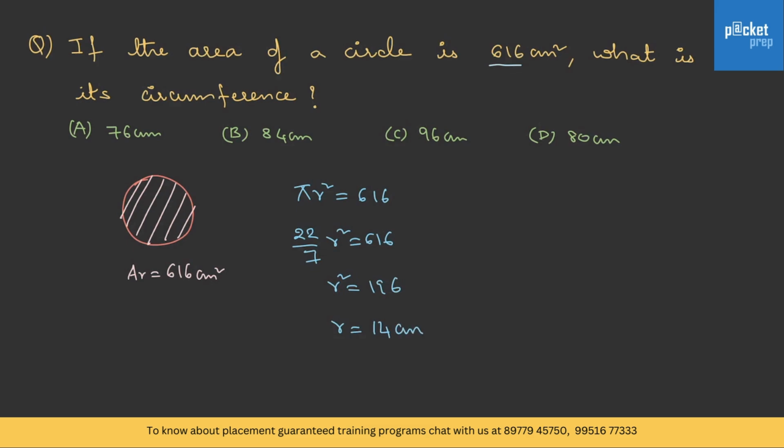Now we are supposed to find the circumference. Circumference C is 2 pi r. This is 2 into 22 by 7 into 14. That is 2 into 22 into 2. That is 88 centimeters. Let's do one more question.